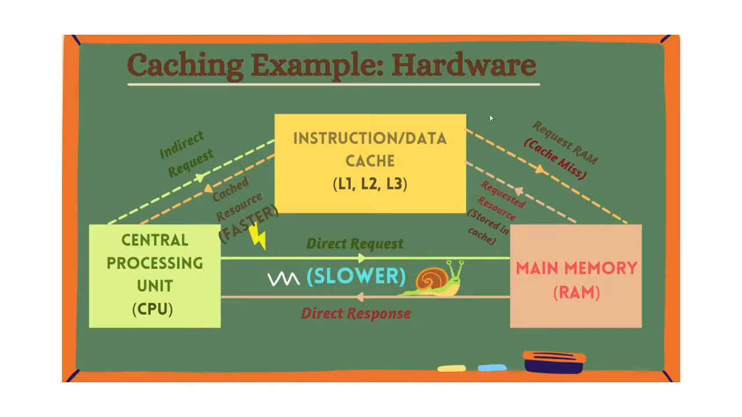The hardware cache has an instruction cache and a data cache, and we have different levels in it: L1, L2, and L3. L1 is the closest to the CPU, so that would be the fastest access.